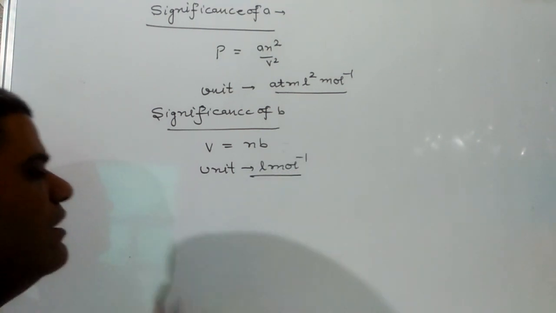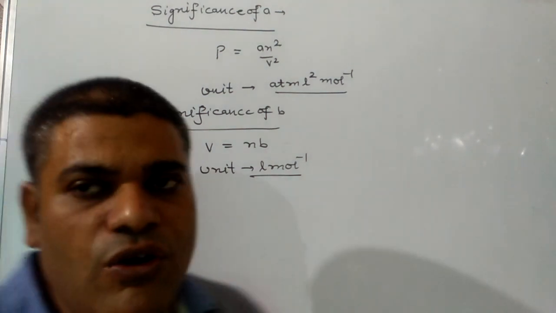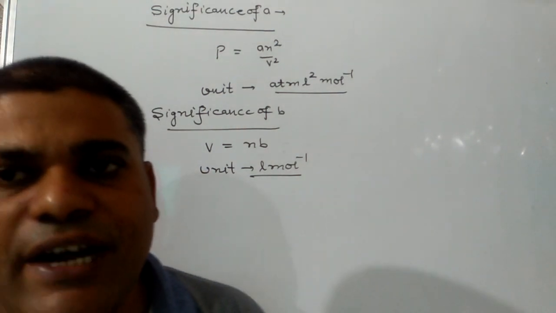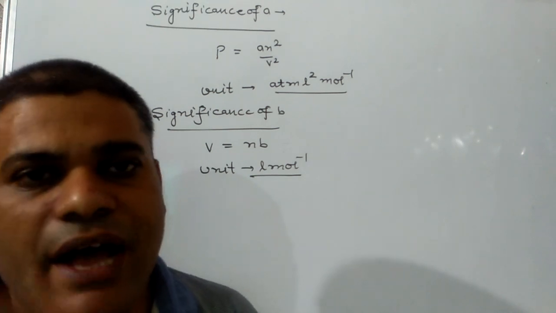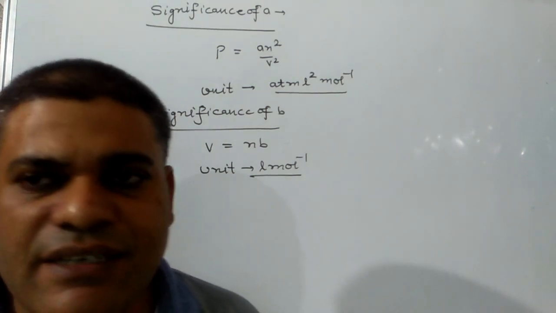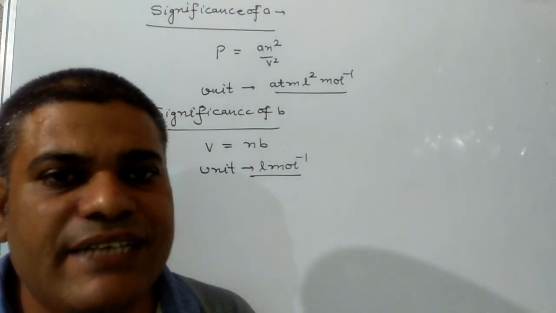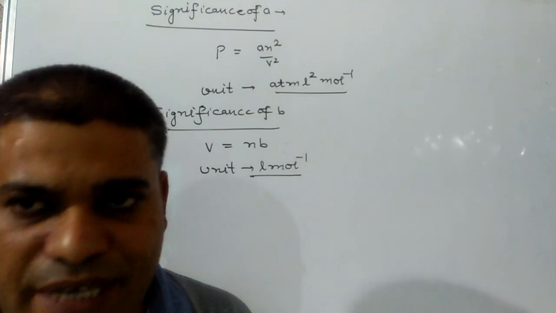These are two very important questions, maybe in your UT exam or competitive exam. What is the significance of a and b? So keep it in mind. The higher the value of a, the more easily the gas will be liquefied, and the higher the value of b, the lesser will be the compressibility of the gas.